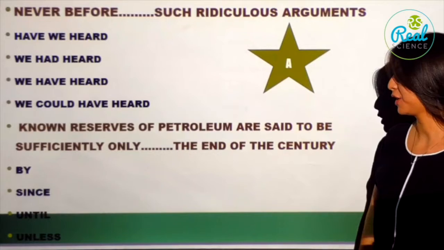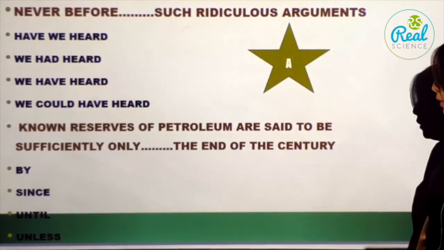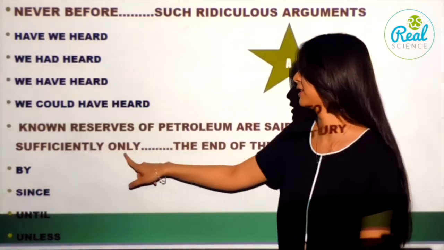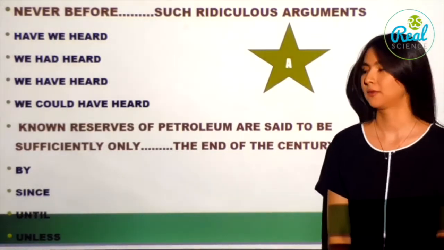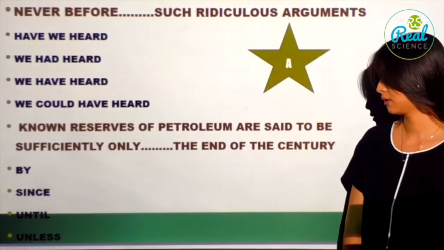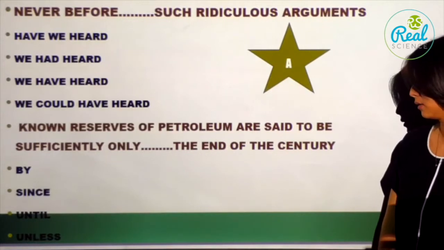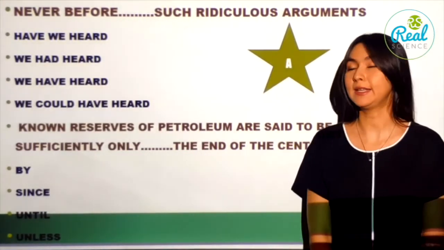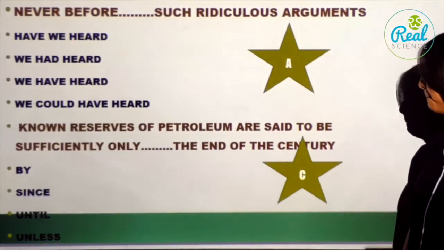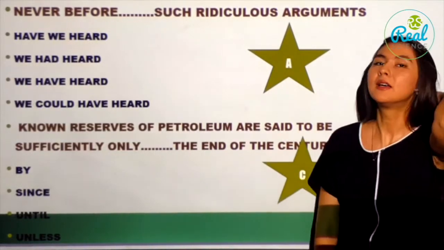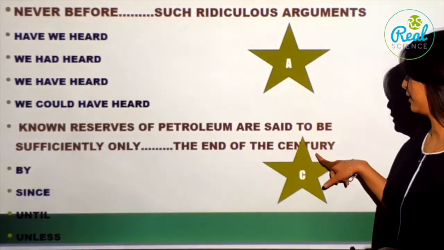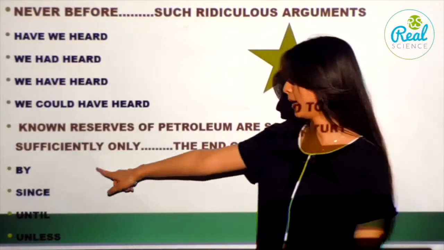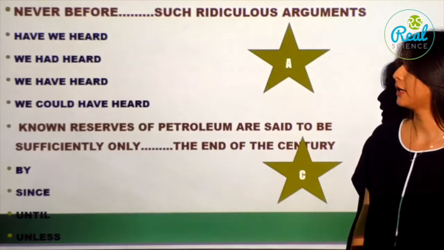Okay, let's see the next one. Known reserves of petroleum are said to be sufficient only by the end of the century. By the end. Okay, let's see the answer. It is until the end of the century. So not by. The correct answer is C1. Let's move.